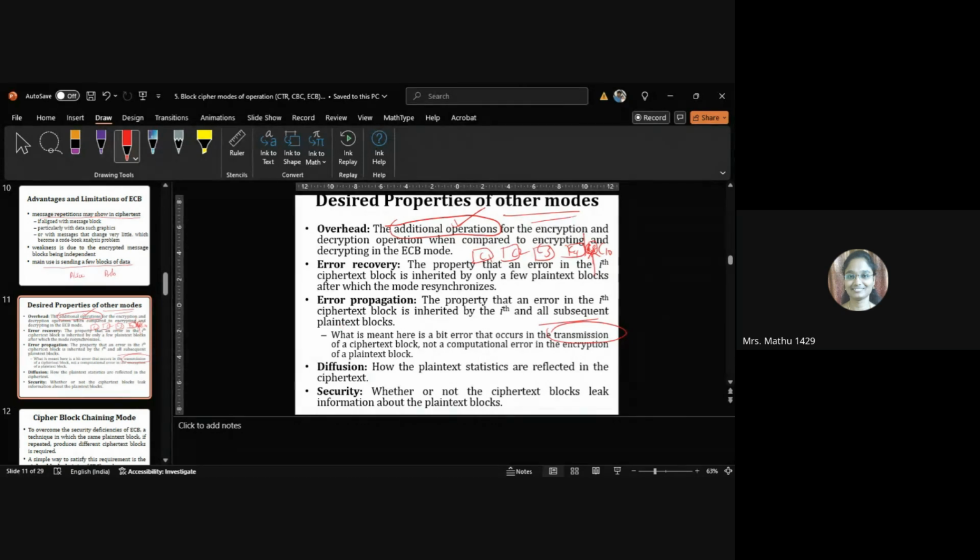And security. The ciphertext blocks should be such that they do not leak information about the plain text blocks. It should be secure enough, and the cryptanalyst should not be able to grasp or guess what the plain text would be from the ciphertext. So these are some properties that are desired from the remaining modes that we are going to discuss.